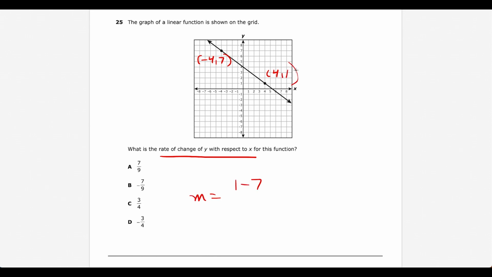We got 1 minus 7. I'm doing this y minus this y over 4 minus negative 4 here. And then this works out to, we're going to have negative 6 on top. We're going to have 8 on bottom after the minus minus goes plus. And then divide the top and bottom by 2. And you're going to have negative 3/4, which is option D.